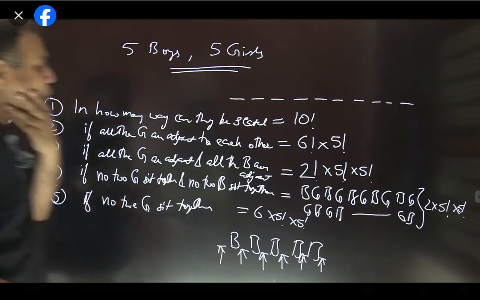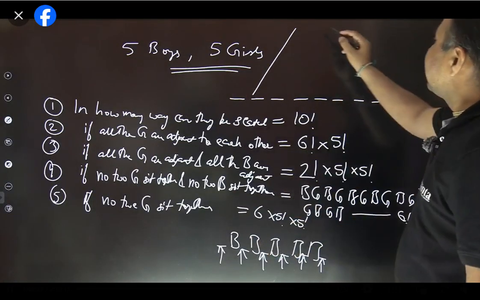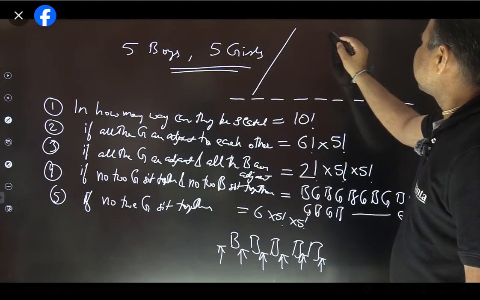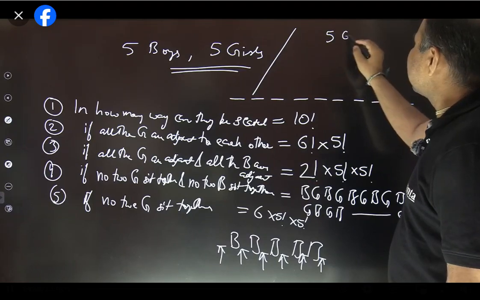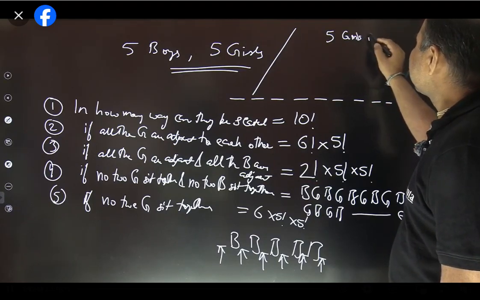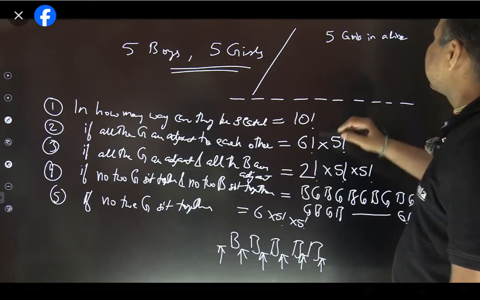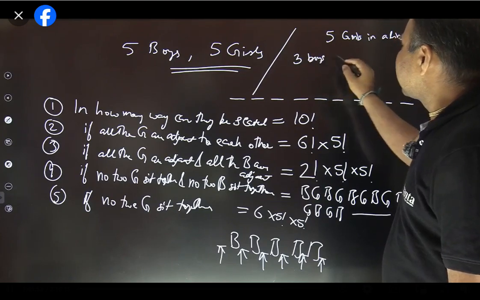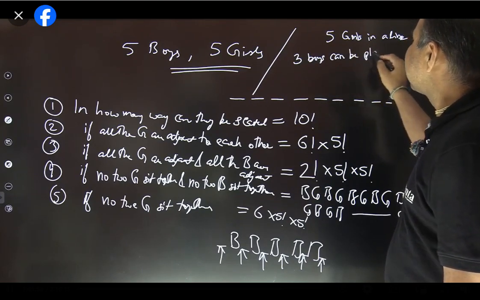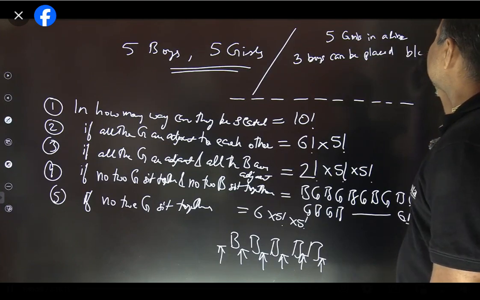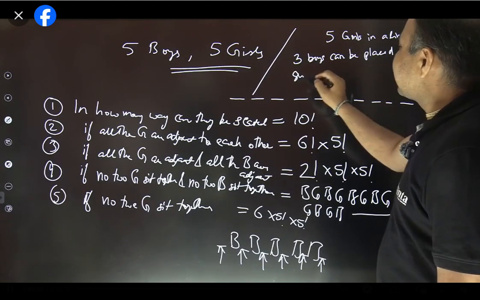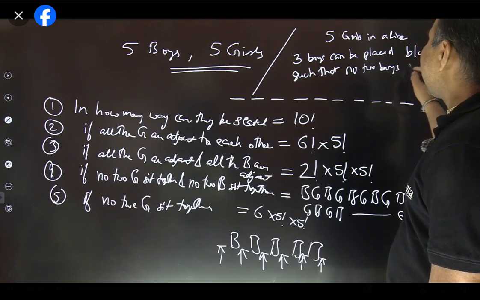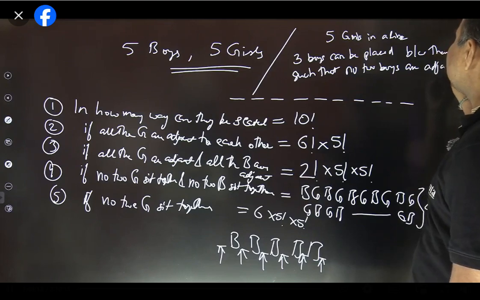Okay, now let me ask one more question, which had appeared in CAT, of a similar variety. There are 5 girls in a line. In how many ways can 3 boys be placed between them such that no 2 boys are adjacent to each other?